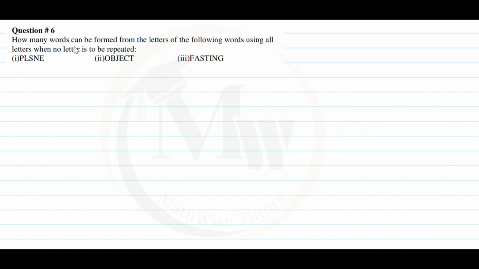In question number 6, they are saying how many words can be formed from the letters of the following using all letters when no letter is to be repeated. So it means we have to arrange all of them and there will be multiple ways to arrange. So we have the 5 letters and we arrange all of the 5. n is 5 and r is 5. We do 5P5 which is 120.